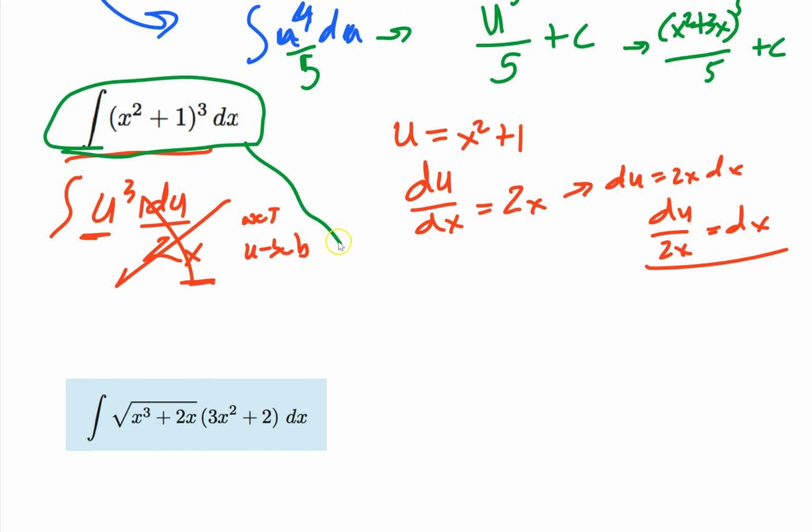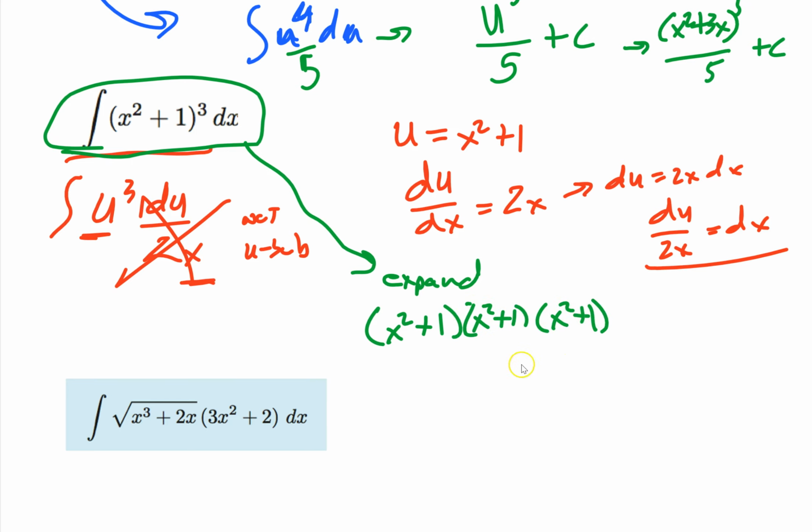You could expand it. You actually figure out what x squared plus 1 cubed is: x squared plus 1 times x squared plus 1 times x squared plus 1. You can expand it out, get something x to the 6, blah, blah, blah, and then just do the power rule all the way down. Not saying it's pretty, but it does work.